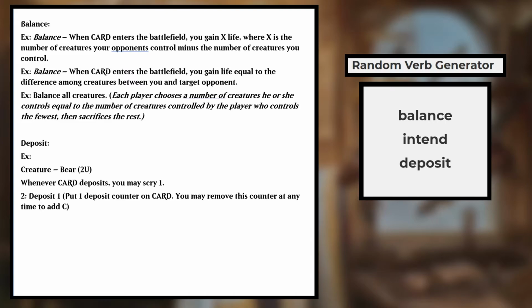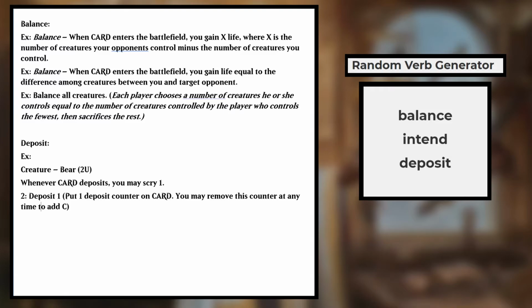Now, obviously, this would have to be balanced in some way. Maybe you can only do it once per turn, whatever. And then it says, put 1 deposit counter on card. You may remove this counter at any time to add colorless. So, you're kind of just throwing your mana in, and it's inefficient. You are paying 2 to put 1, but it allows you to store up for a big turn. You also are risking the fact that this creature could be blown up and then you lose all that mana.